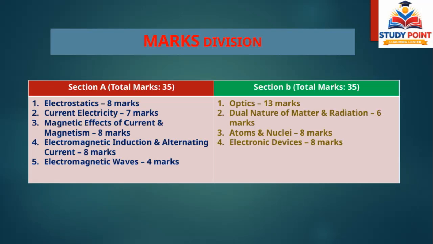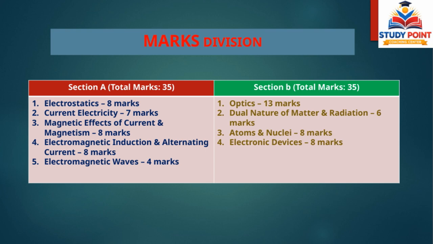Let's take a closer look at the mark distribution across the different sections. On the left side, we have Section A, which covers a total of 35 marks. This section includes topics like electrostatics, which is worth 8 marks, and current electricity for 7 marks. It also dives into magnetic effects of current and magnetism, again 8 marks, and electromagnetic induction and alternating current, which also carry 8 marks. Additionally, electromagnetic waves is a smaller section with 4 marks.